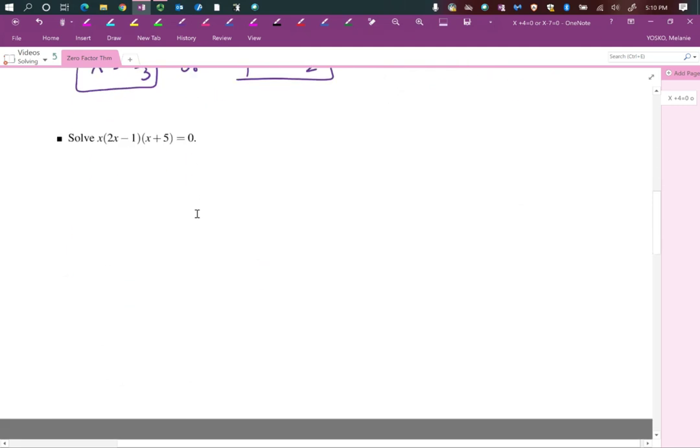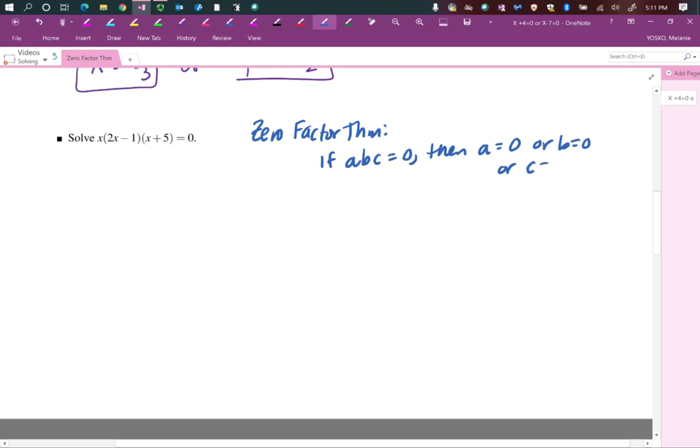This example has 3 pieces multiplied together. We still have a product, but now we have 3 things. So let's tweak the zero factor theorem. Now we have if A times B times C equals 0, then one of those pieces is 0. Either A is 0, or B is 0, or C is 0. Again, because 0 times anything that's not 0 gives you an answer of 0. So we're going to set each piece individually equal to 0.